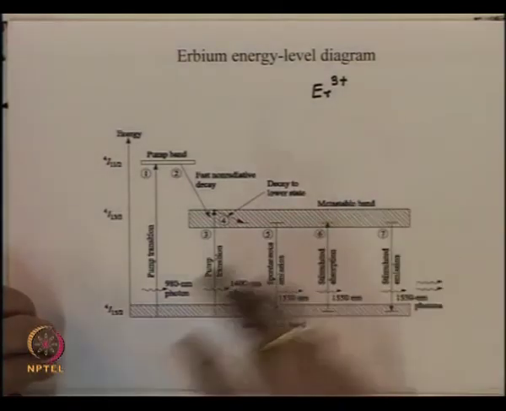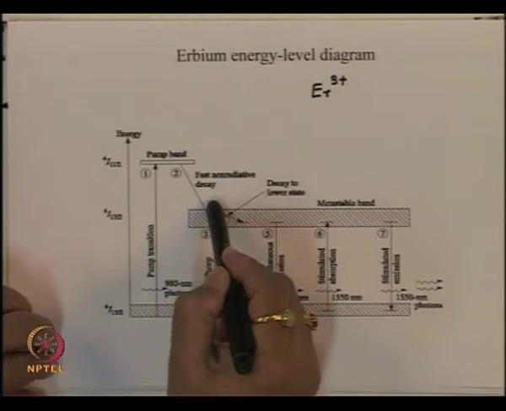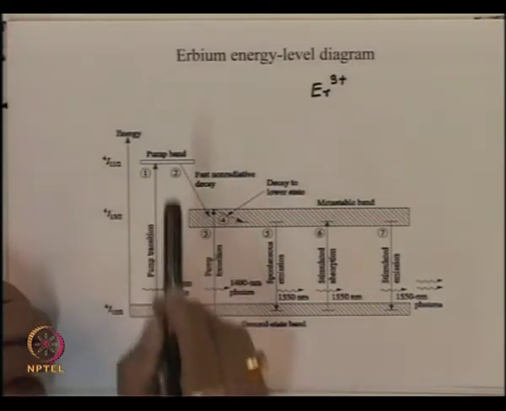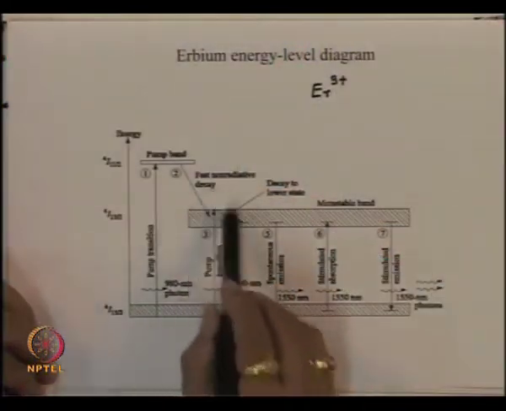Since this band is very broad, there is a possibility that we can either pump the material by transporting the electrons from this level to the higher end of this band, which is 1480 nanometer, or we can take the electrons to this level, which is 980 nanometer energy difference. So, erbium doped fiber amplifier can be pumped either by a 980 pump source or by a 1480 pump source. The 980 pump source is more efficient, it can give you more gain, also it gives you less noise, and so on. So, 980 nanometer pumping is preferred compared to 1480 nanometer.